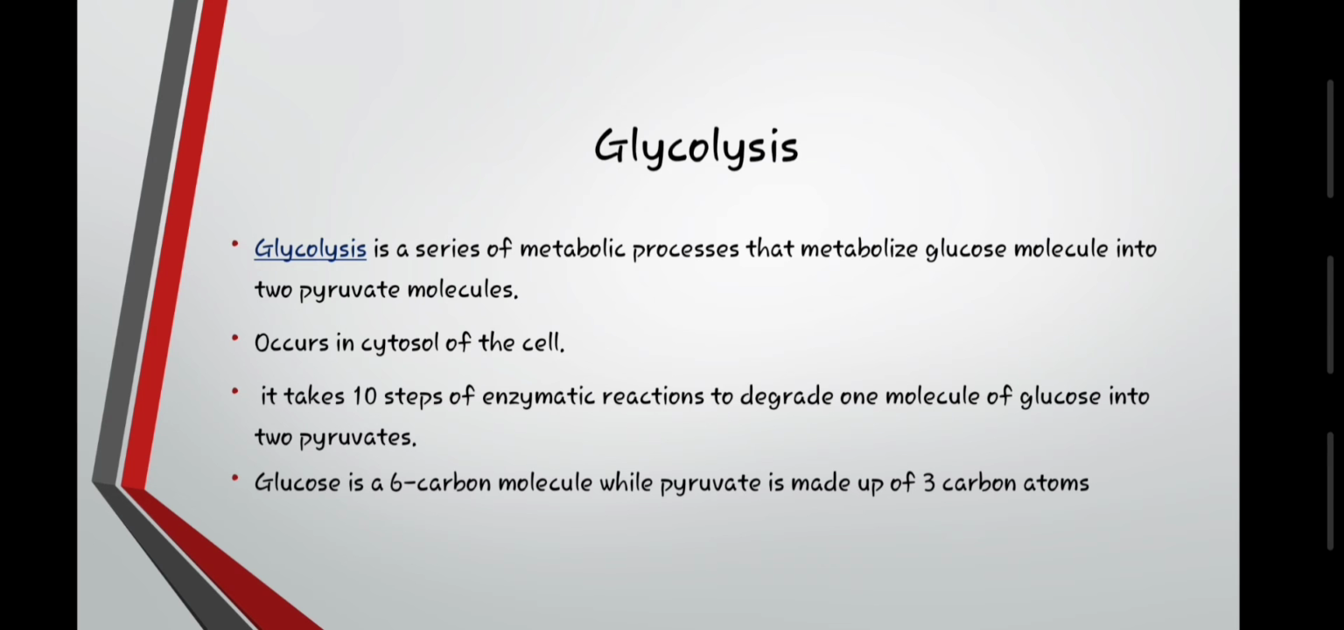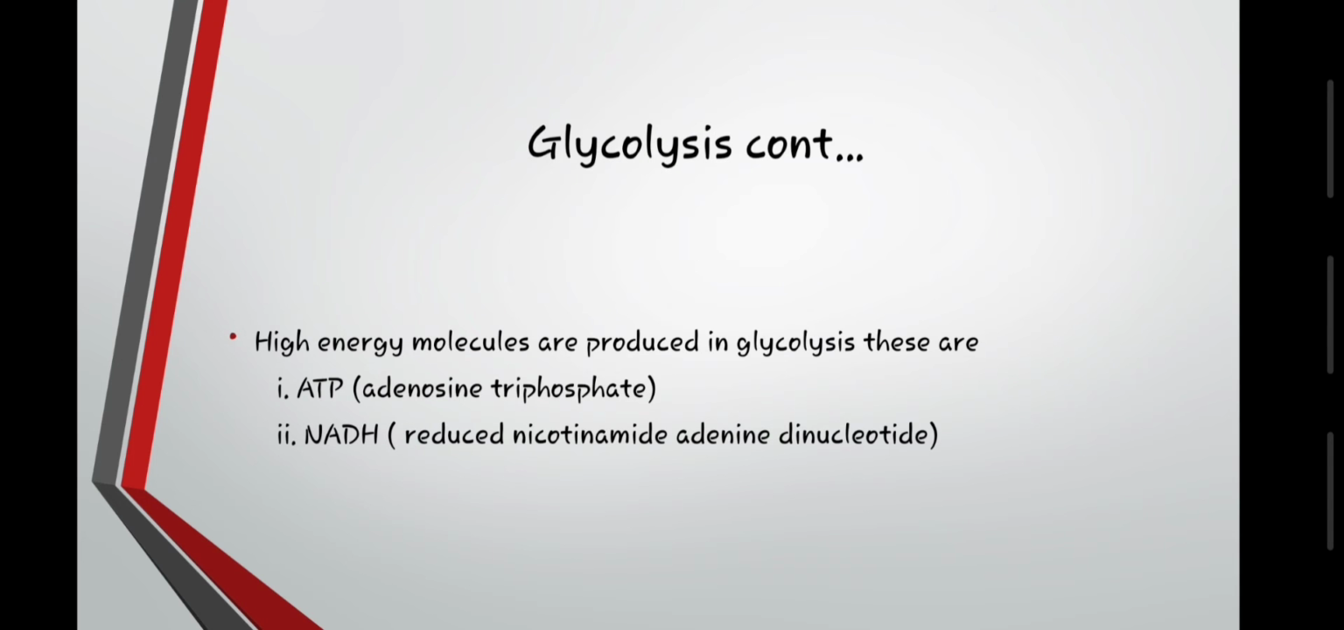So you are starting with a 6 carbon molecule, glucose, and ending up with a 3 carbon atom molecule, pyruvate. I'm sorry, that's molecule and atom. So by the end of the process, you produce high energy molecules, which are ATP and NADH. ATP just stands for adenosine triphosphate, and NADH is reduced nicotinamide adenine dinucleotide.